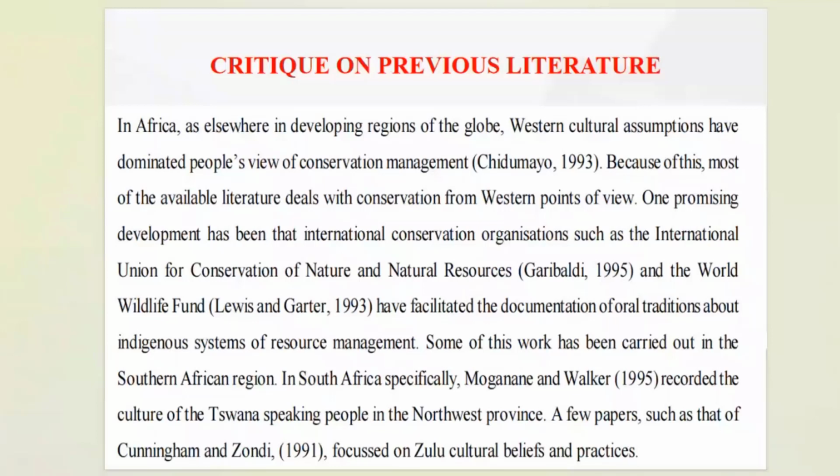One promising development has been that international conservation organizations such as the International Union for Conservation of Nature and Natural Resources and the World Wildlife Fund, the two of them, have facilitated the documentation of oral traditions about indigenous systems of resource management. And resource management is a term which is closer to nature conservation, or nature conservation is also part and parcel of resource management. So this is what these authors are saying.